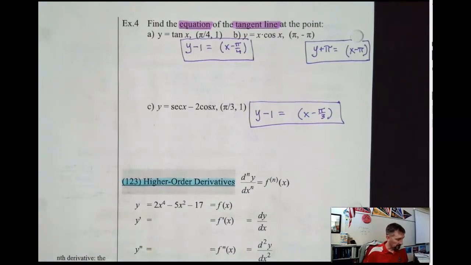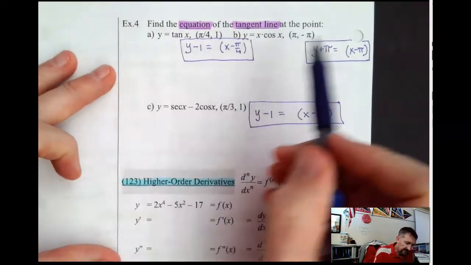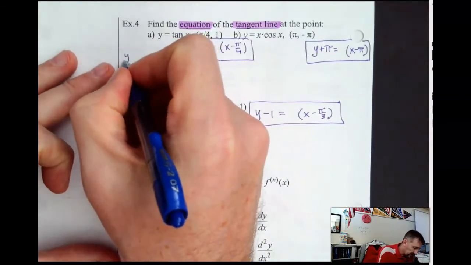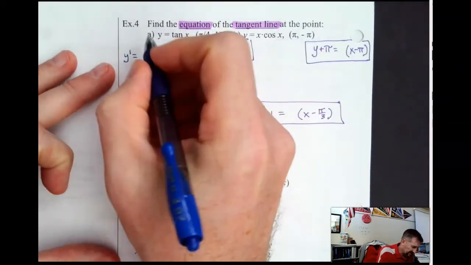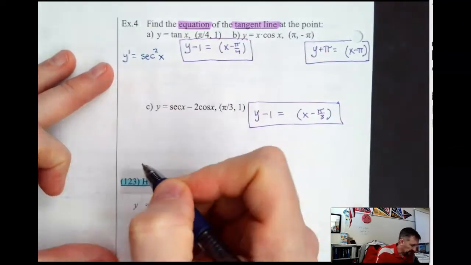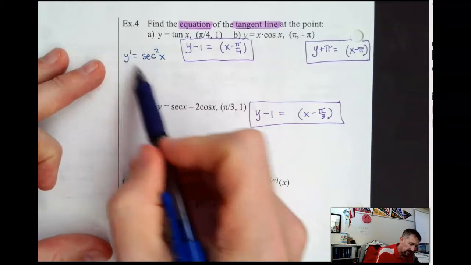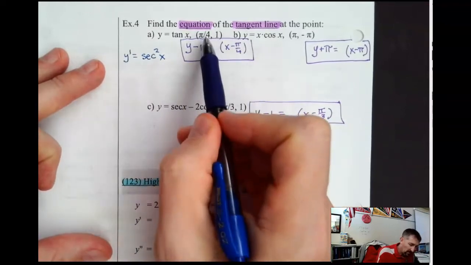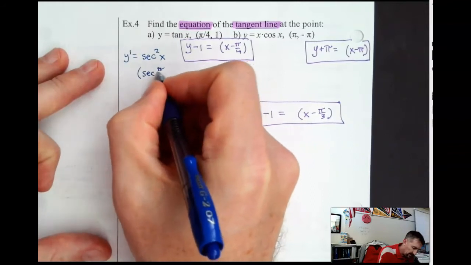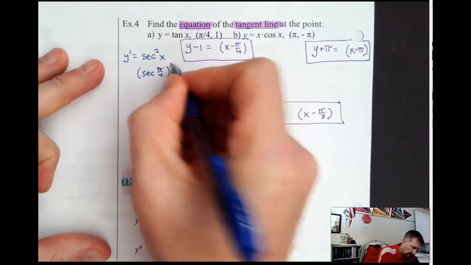Okay? Now, find the equation of the tangent line at that point, so we need the derivative. So we need y prime. So the derivative of tangent is secant squared. So we have secant squared x. So we need to evaluate that at pi over 4. So we may want to rewrite that a little bit. That's going to be secant of pi over 4 squared.